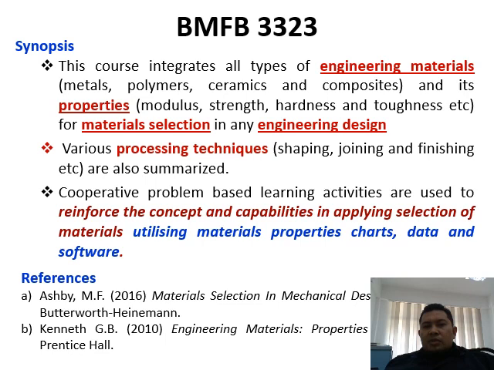Okay, as for the synopsis of this course, it is integrating all of these engineering materials which we have learned in the first year, which include metal, polymer, ceramics, and composite, and then you need to relate them with each of these materials' properties such as modulus, which is Young's modulus or shear modulus. We have strength, hardness, toughness, and many more. Of course, you can relate it with the chemical resistance, for example, acid resistance, alkaline resistance, and so on. And then you need to know about the various processing techniques.